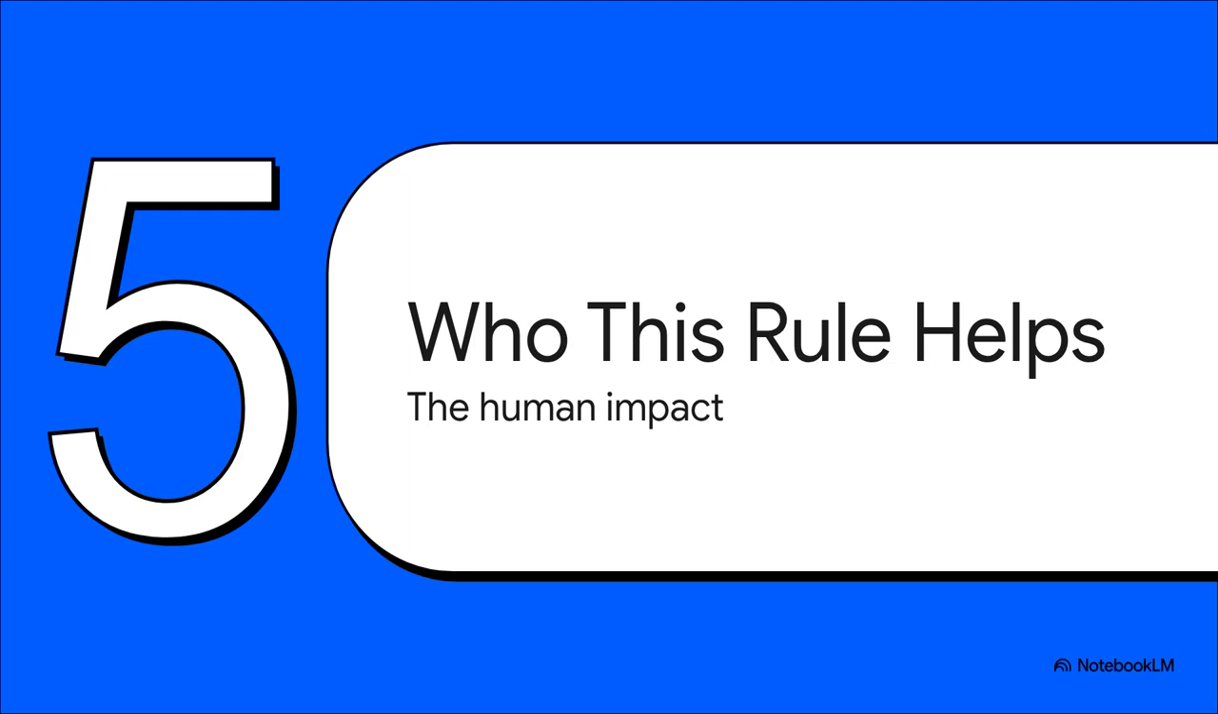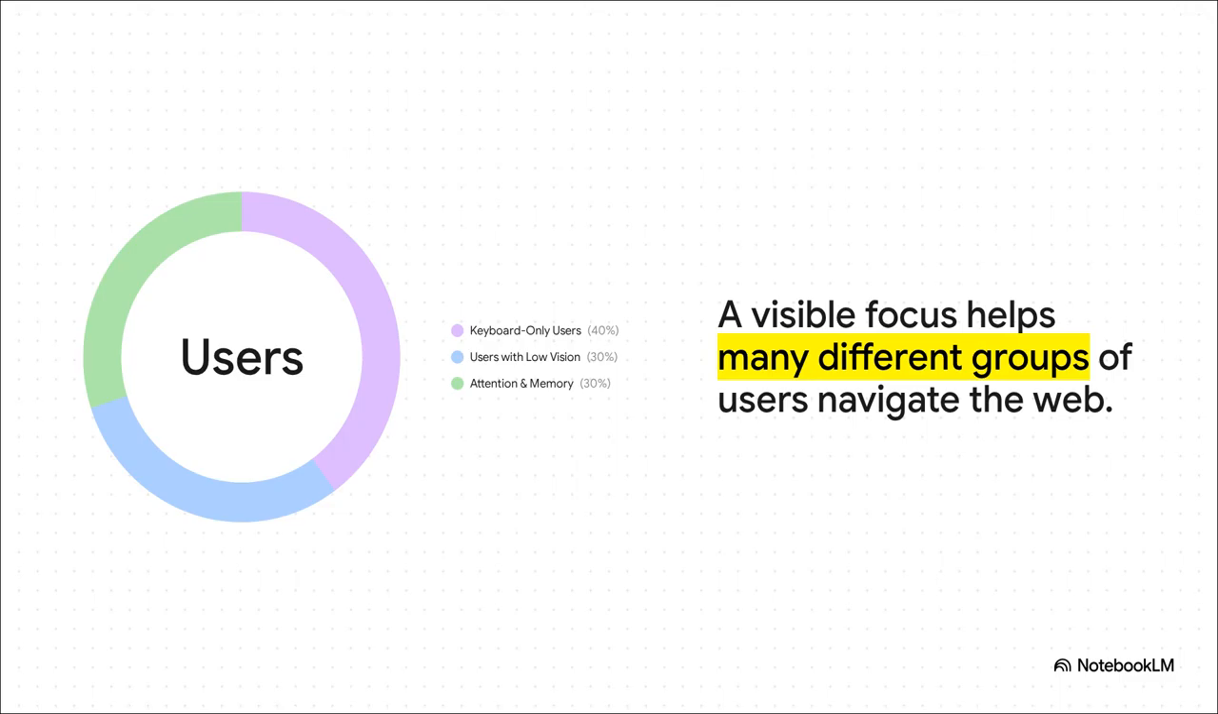We've been talking a lot about rules and code, but let's take a step back. Why does this all matter so much? That's what Section 5 is all about, who this rule helps. Because this isn't just about a technical detail, it has a massive human impact. And this is the part that's so crucial to get.